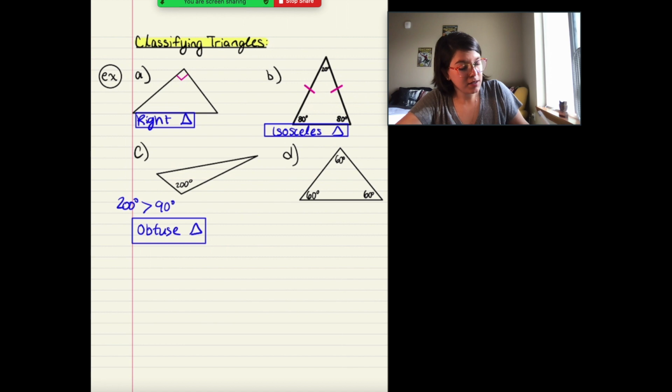Alright, last but not least, we have a triangle that has 3 congruent angles. They're all 60 degrees. So since they're all the same, that means we have an equilateral triangle.